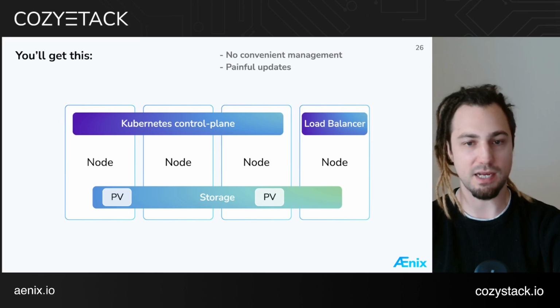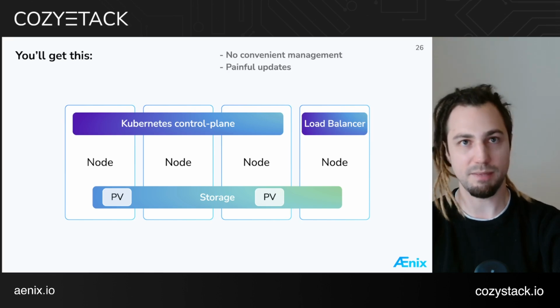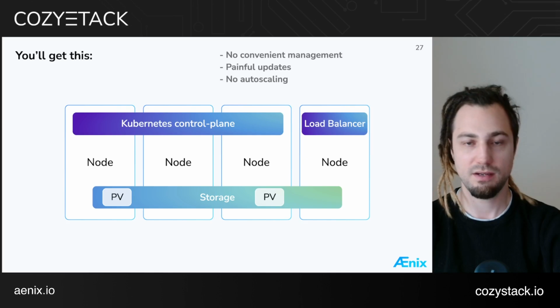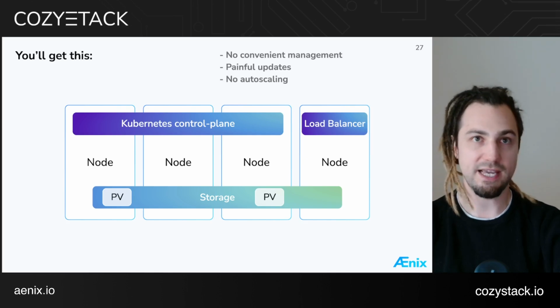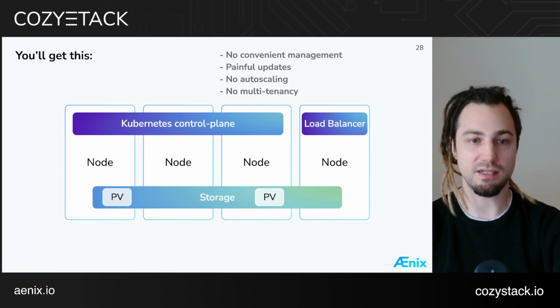The updates are quite painful because the workloads running on these bare metal nodes should be prepared to run in such a way and be ready to migrate to other nodes, handle high availability and things like so. And of course, those bare metal nodes are difficult to scale. You might have some options to configure autoscaling for bare metal nodes, but it is not as flexible as for virtual machines. And of course, you have no multi-tenancy.